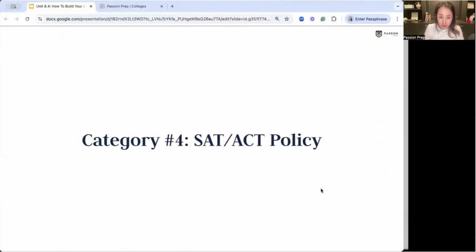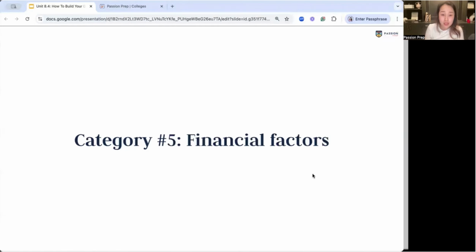Okay. If you are going to submit your SAT and ACT scores and you have a pretty good standing, you don't have to worry about this at all, because even if they want it or not, you can just put it into your Common Application and you're going to be good to go.